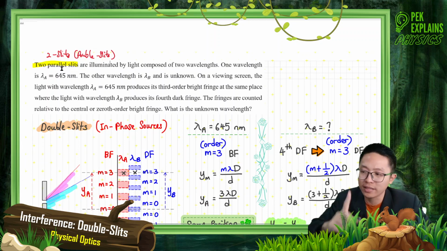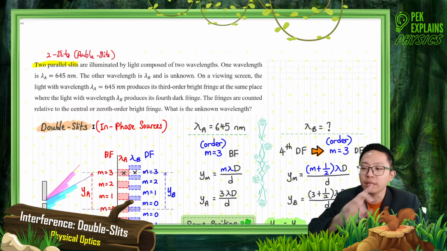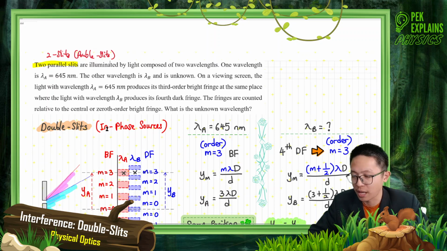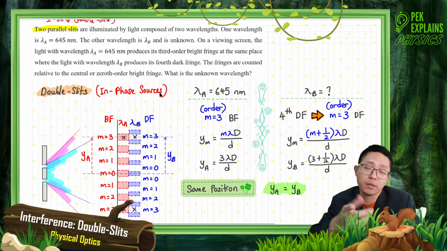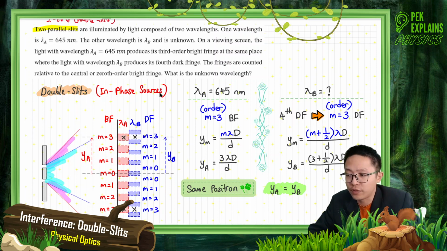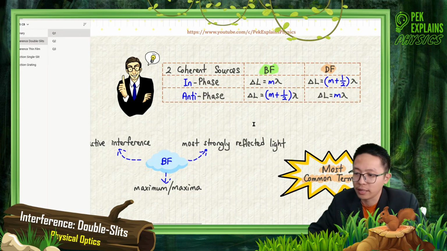If they say one slit, it means single slit. If two slits, it means double slit. So this is about double slit again, using in-phase sources. In-phase sources means what? If double slit, we only learned in-phase. In-phase source means what? To form the in-phase, it means this one.